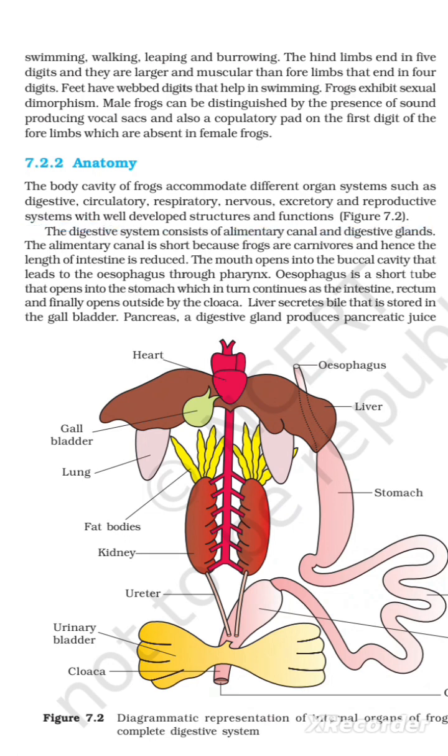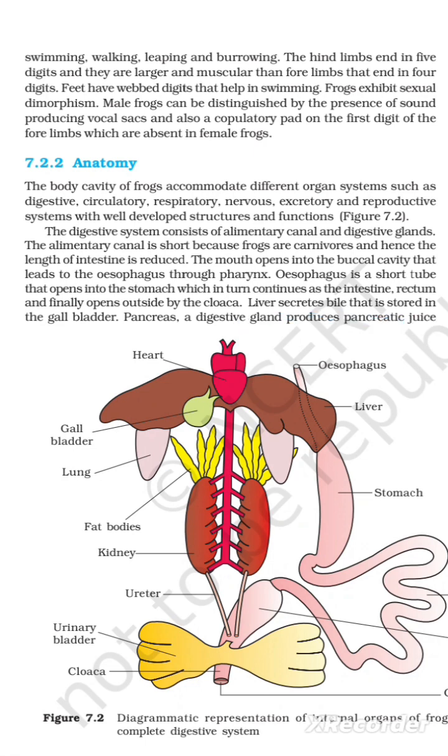Figure 7.2. The digestive system consists of the alimentary canal and digestive gland. The alimentary canal is short because frogs are carnivorous and hence the length of the intestine is reduced. The mouth opens into the buccal cavity that leads to the esophagus through the pharynx. The esophagus is a short tube that opens into the stomach, which in turn continues as the intestine, rectum, and finally opens outside by the cloaca.